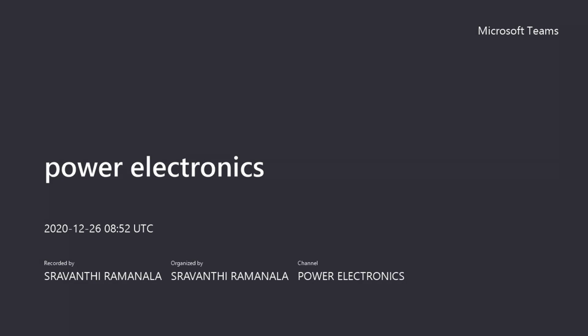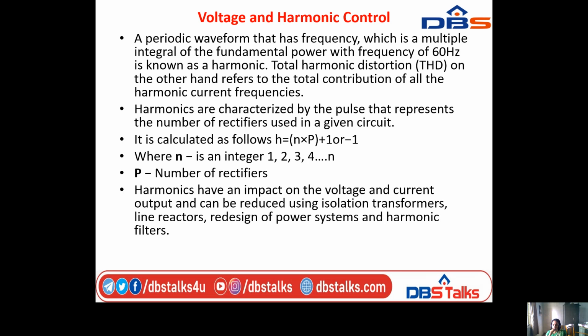Electronics. So today our topic is voltage and harmonic control. Last class we discussed the three-phase DC to AC converter with 120-degree conduction and different voltage control techniques, including the PWM technique, for triangular and sinusoidal waves, and the square wave. Today our topic is voltage and harmonic control.